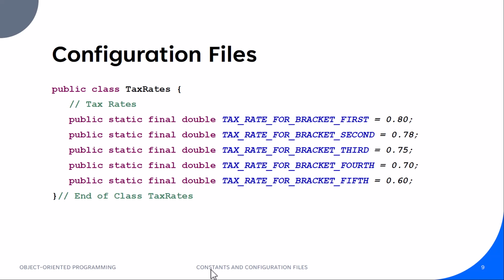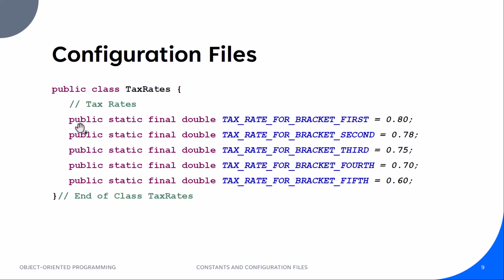Now, the tax rates are based on the tax regulations, right? So we may want to put these rates into a separate configuration file. So this may be like a data file that contains the tax rates for our application. Now, here's how we can create this tax rate file. Public class TaxRates, right? Java consists of classes, and here are the tax rates for different brackets.